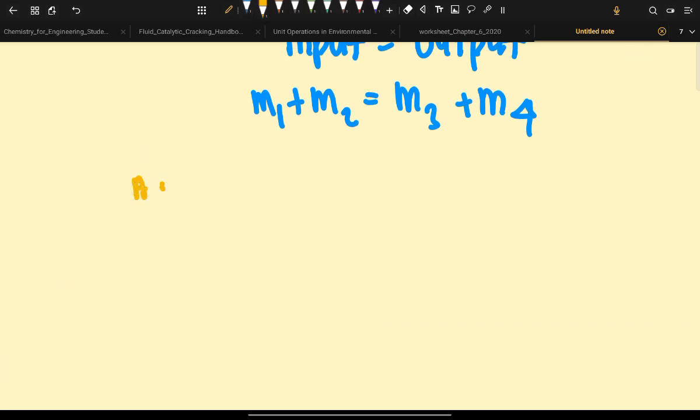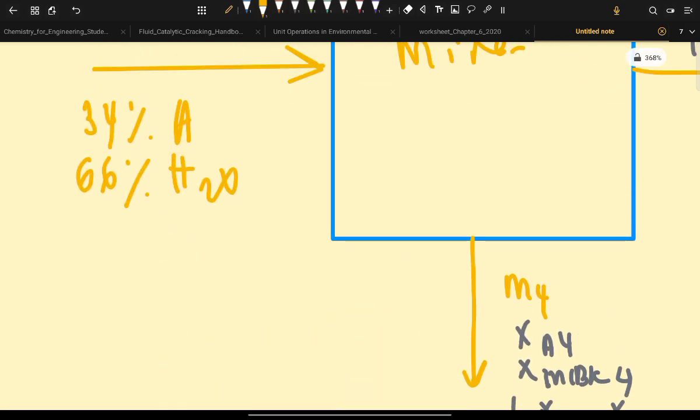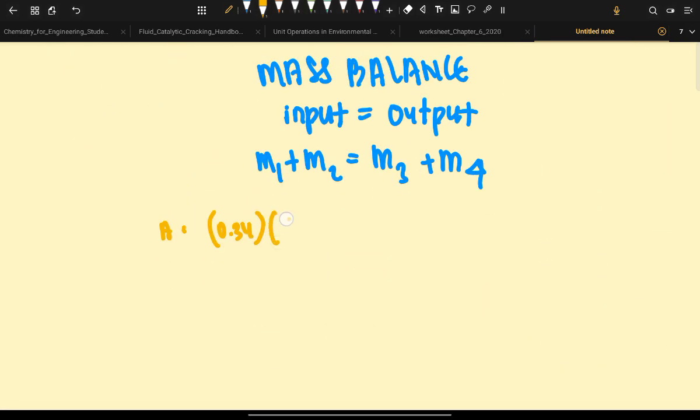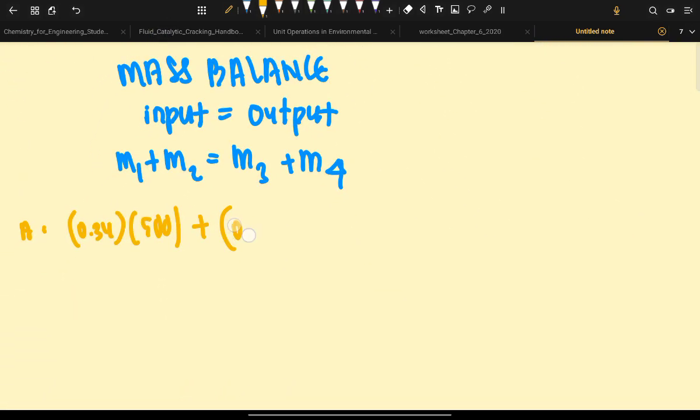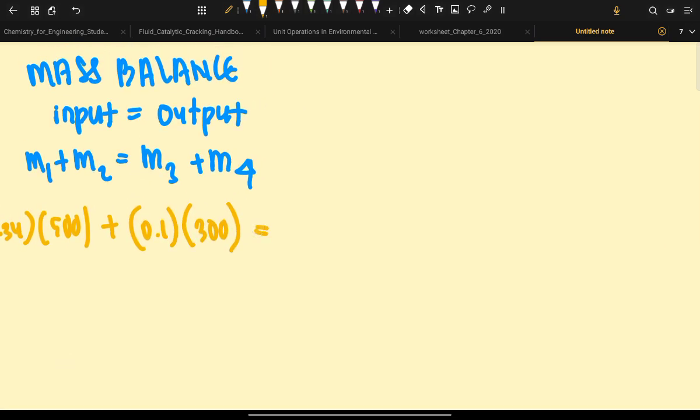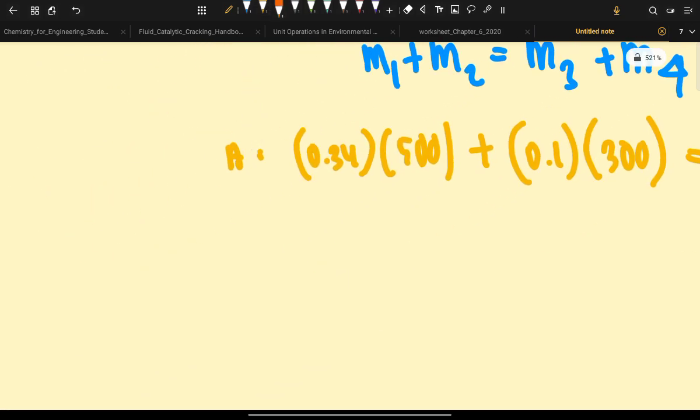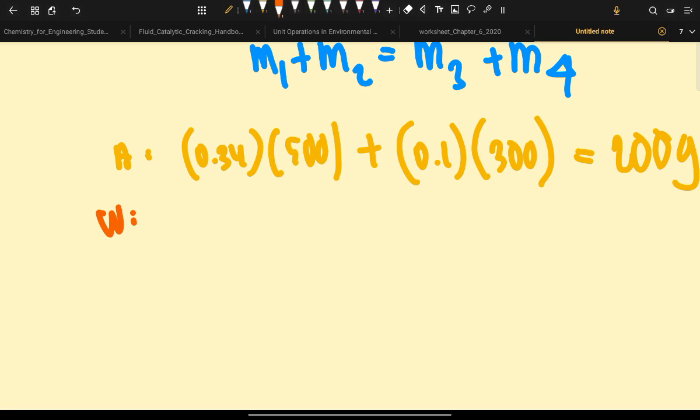For acetone, 0.34 times by 500 for stream number 1, and stream number 2, 10%, which is 0.1 times by 300 gram. And what do you got? What I got is 200 gram. So we're doing for the water first. Actually you can do both lah, macam nak buat MIBK also can.